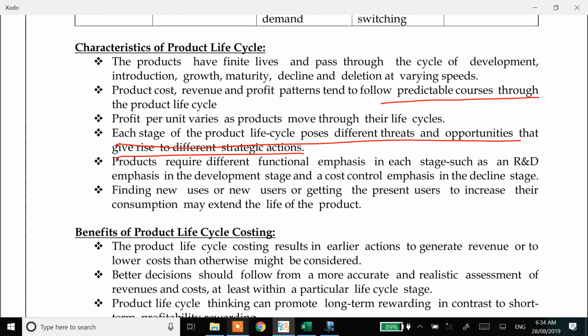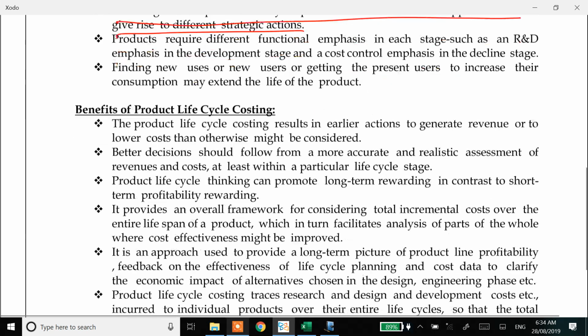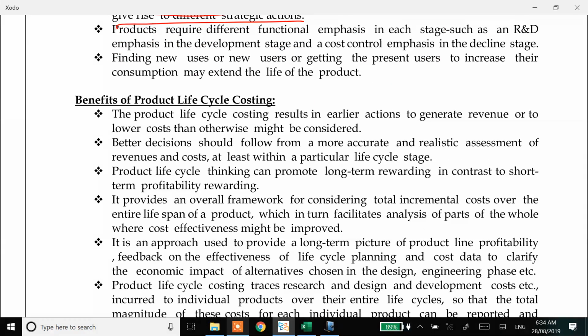Apart from that, it can help in pricing decision. You can fix the price with the help of life cycle costing. You can try to reduce cost if needed. All of that will come, but the major thing is it helps in decision making, sometimes advancement of decision making.